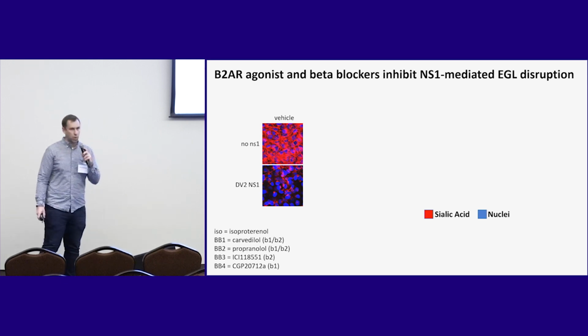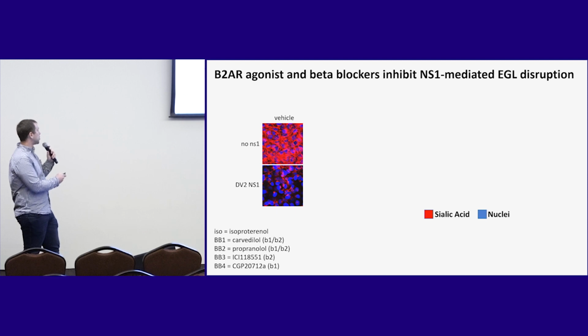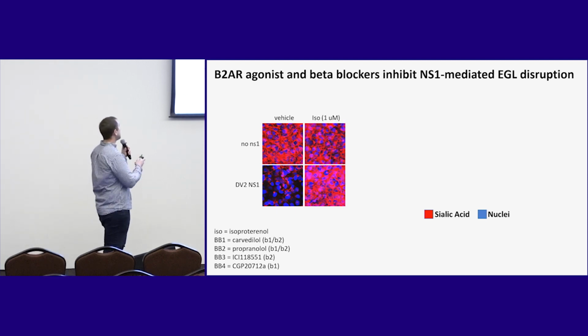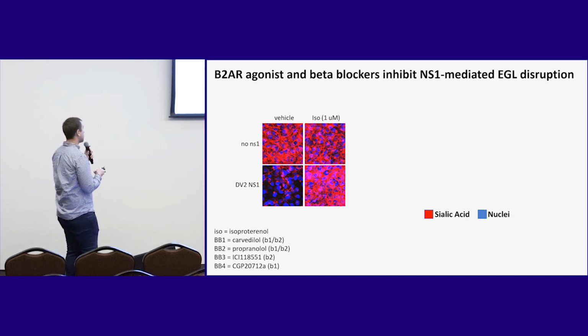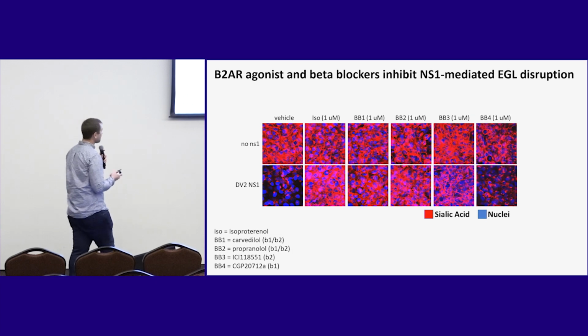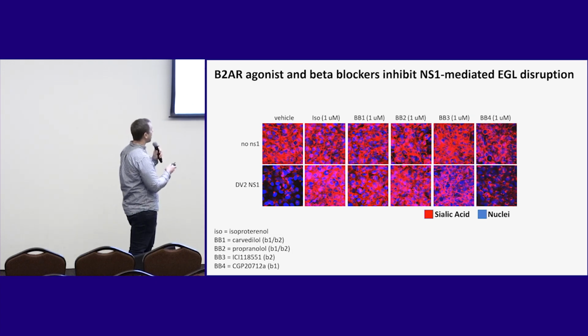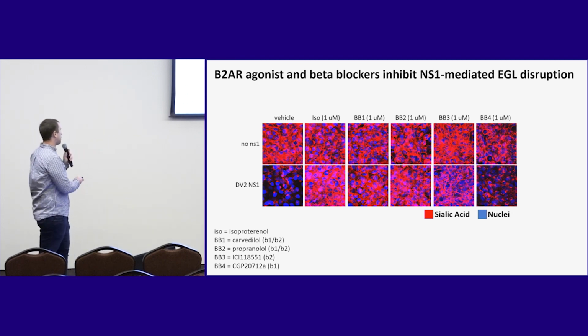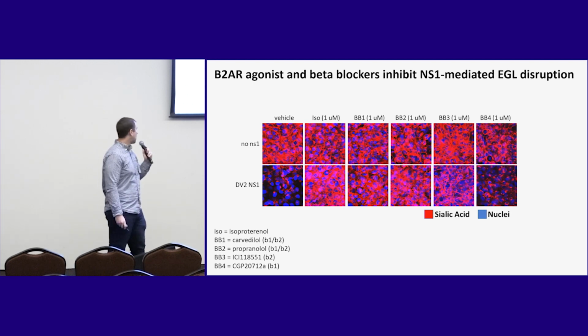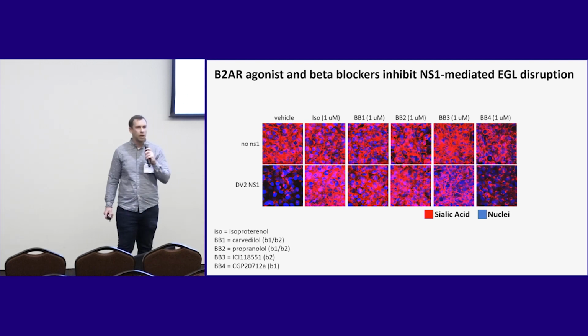Following DV2 NS1 treatment, you can see a clearance of this barrier. And when we treat these cells with isoproterenol, a B2AR agonist, which depletes B2AR from the surface of cells, we can see that NS1 is no longer able to disrupt the barrier. And when we use a series of beta blockers that are all FDA approved, any beta blocker that is specific for B2AR abrogates the capacity of NS1 to degrade this endothelial glycocalyx, but beta blockers that are specific for a closely related yet different GPCR, B1AR, are not able to do this.